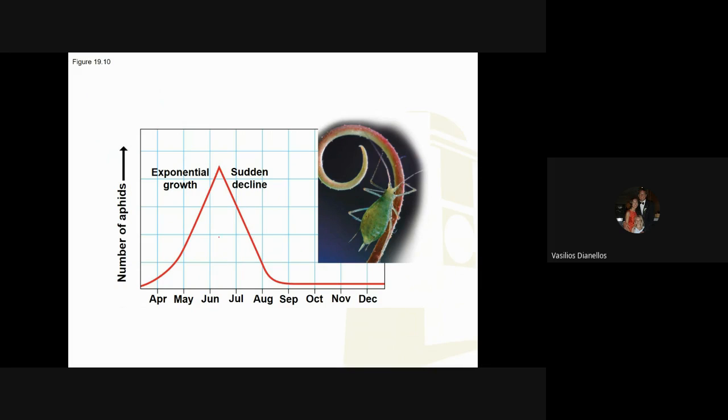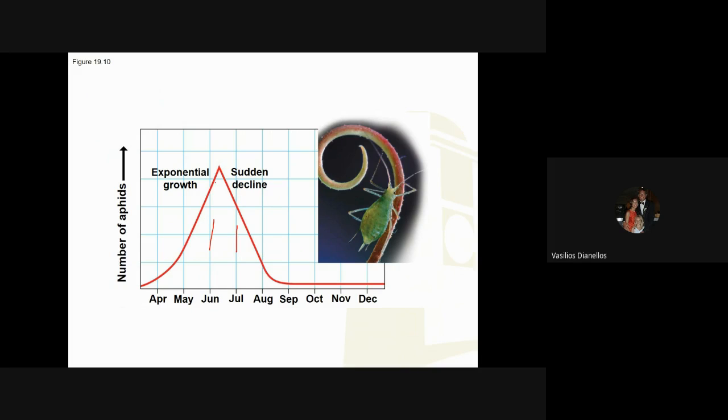So this one kind of shows how you can have exponential growth. And in this case, because of these density independent factors, it probably got too hot, because look at the time frame here. We're looking at June and July, right? So the population exploded, and then all of a sudden, boom, it dropped off.